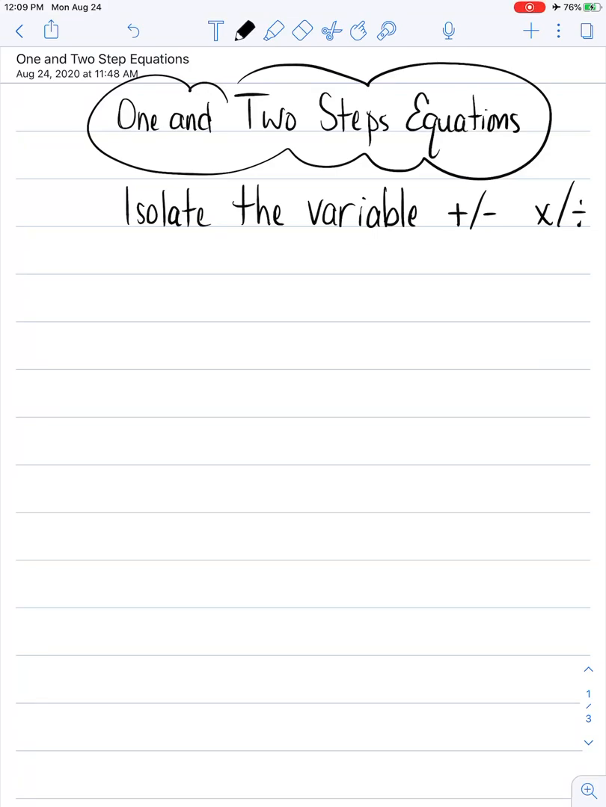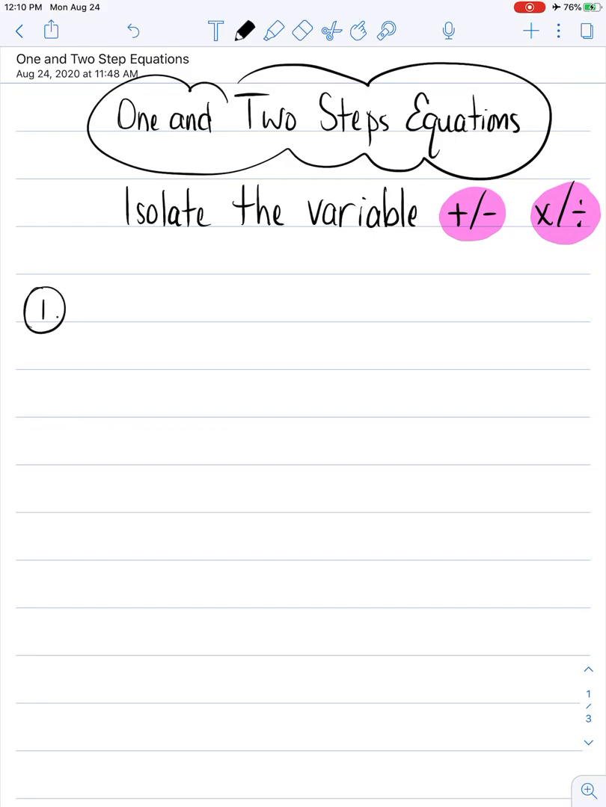Hey guys, today we're going to take a look at solving 1 and 2-step equations. And just a reminder, to solve an equation, that just means we're trying to get the variable or the letter by itself. And the way we isolate the variable is with inverse or opposite operations. So first, we add or subtract, whichever is the opposite, and then we multiply or divide. So let's practice that.